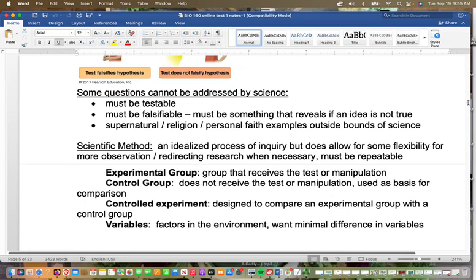It has to be falsifiable, so we have to have a way of revealing that an idea is not true. There are some things that inherently we cannot do that with. Things like the supernatural, religion, and personal faith are outside the bounds of science. Science does not say they are not true or that they are true. It just says we don't have the tools to explain this or test this right now.